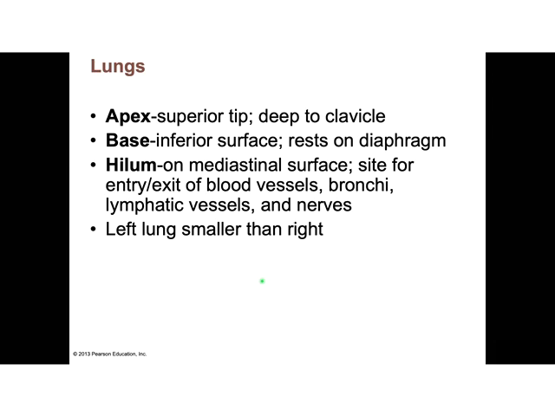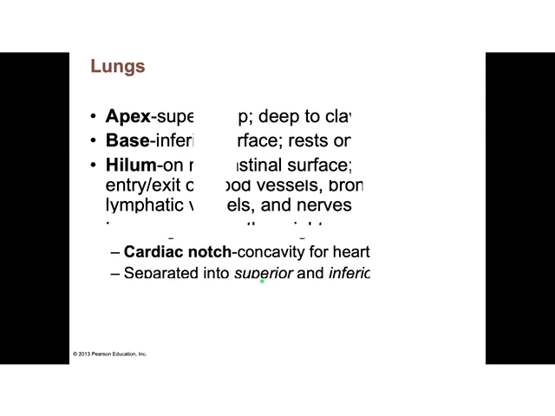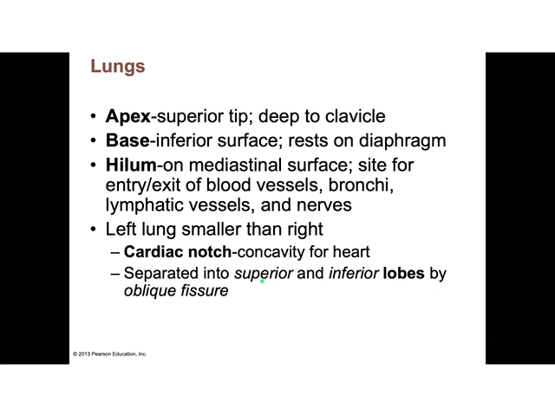The lungs have an apex, which is the superior tip. It's just underneath the clavicle, and a base, which rests on top of the diaphragm, and the hilum, which is on the mediastinal side, would be the medial sides of the lungs, and it's where the bronchi and the blood vessels, lymphatics, and the nerves go in and out. And we talked about the cardiac notch in the left lung, right? And the fissures as well. So the left lung really is just there to assist in breathing.